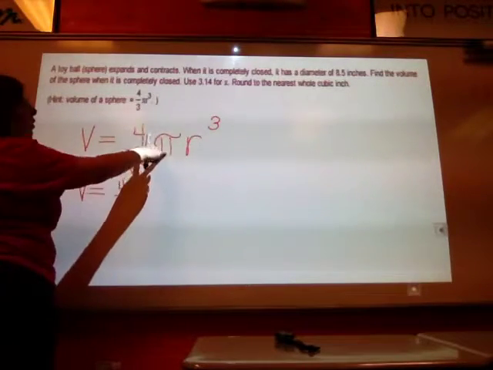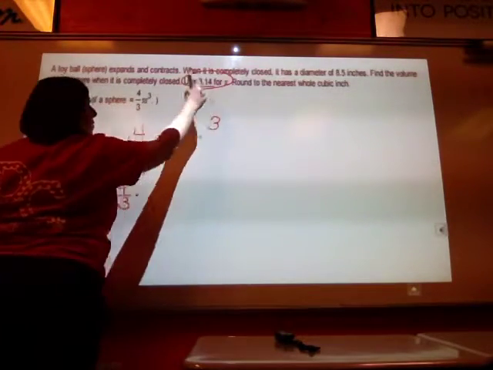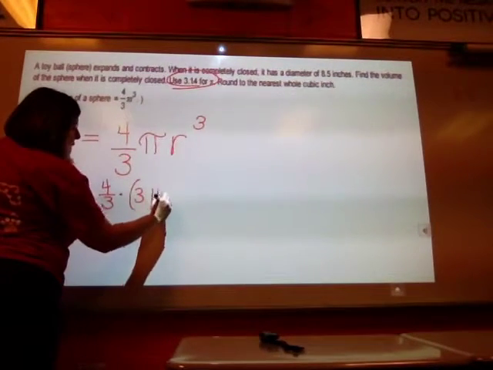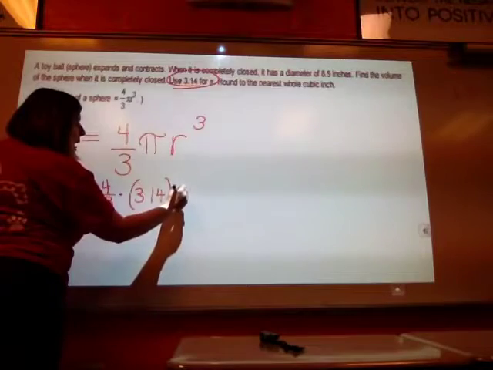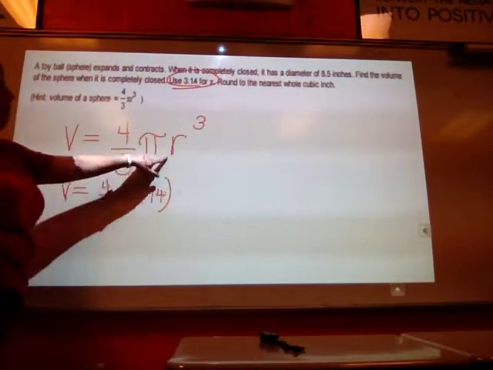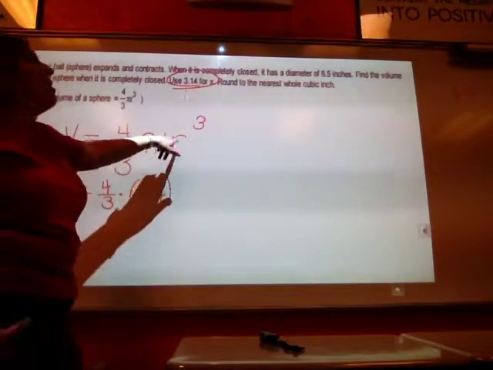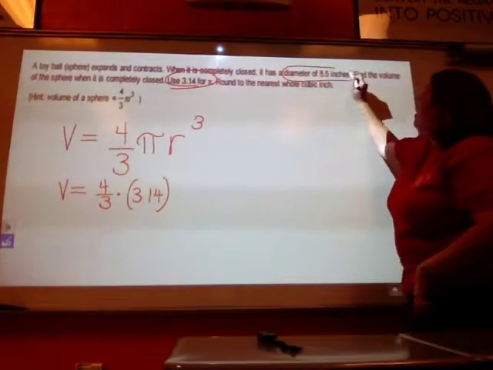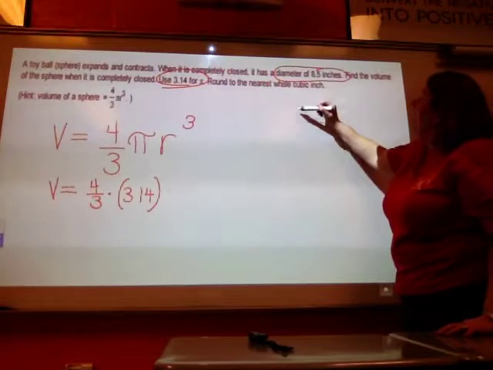times pi. Well, it told me to use 3.14 for pi. So, times 3.14 times my radius. This stands for radius. Problem is it didn't tell me my radius. It told me my diameter.